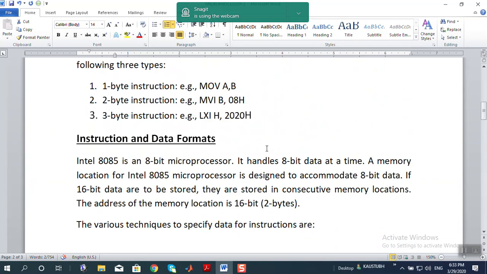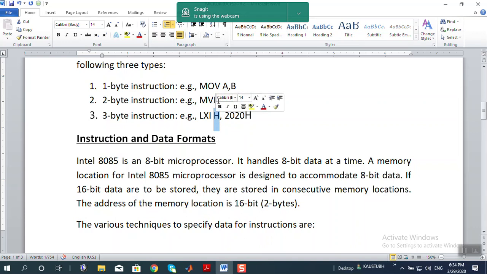Or in case of 16-bit data, suppose this is another instruction. What is the operation to be performed? The operation is to copy. What to copy? This 16-bit data. Where to copy? To this HL register pair. Since it is 16-bit data, you need a register pair. So H stands for here actually HL.